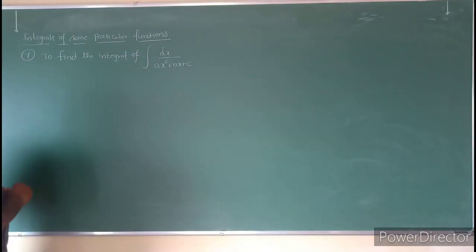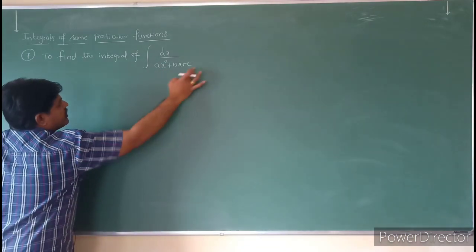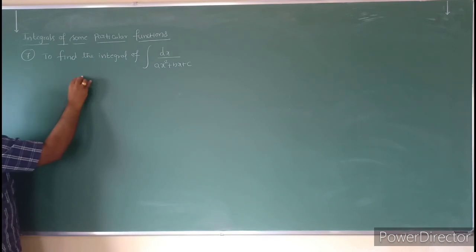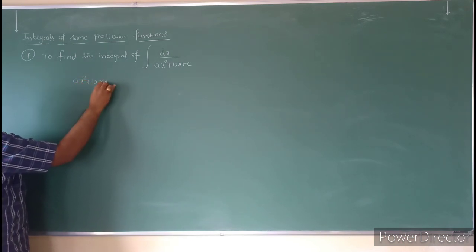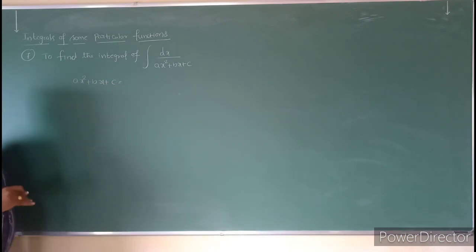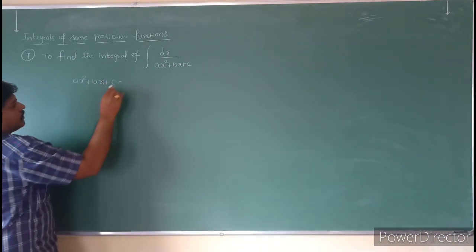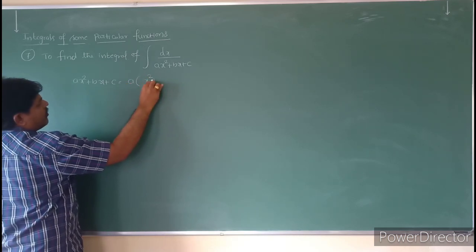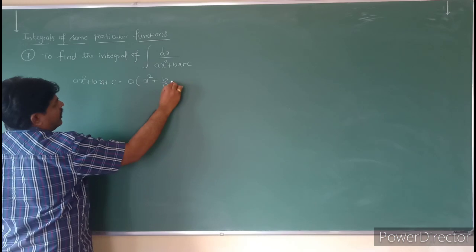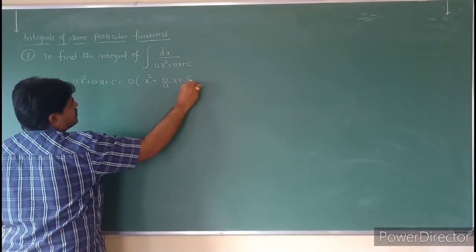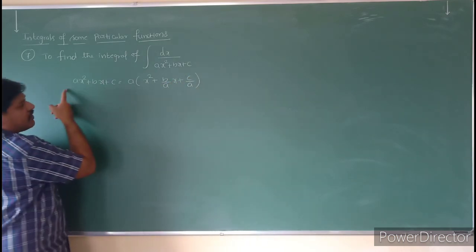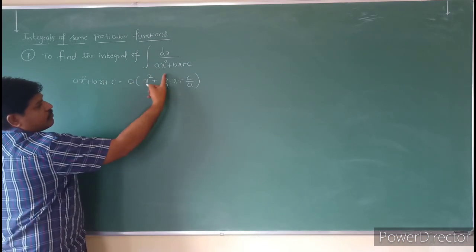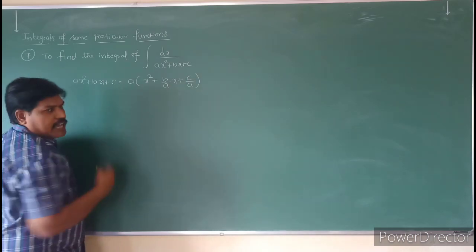For these types of integrals, first you have to simplify ax square plus bx plus c. What will we do? First I will take the a common: a into x square plus b by a into x plus c by a. Just I am taking the a common.